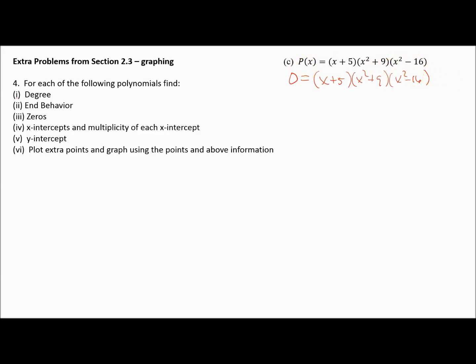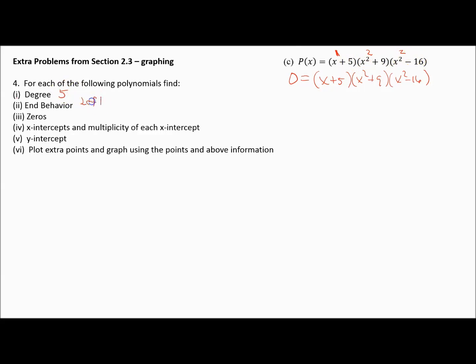Okay, so the degree again is not the highest exponent unless the polynomial is completely multiplied out, and this guy is not. So you have a first power from that, a second power from that one, and a second power from that one. We add those together. This is a degree 5.